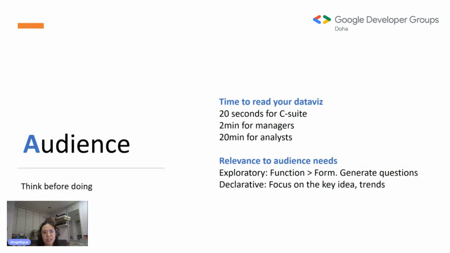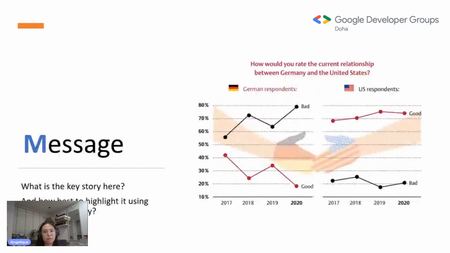The second type is, of course, declarative. Basically, for example, the type of charts we want to present to a C-suite manager, which is focused on your key ideas, focused on the key trends, and telling them this is what you should take away from the chart.